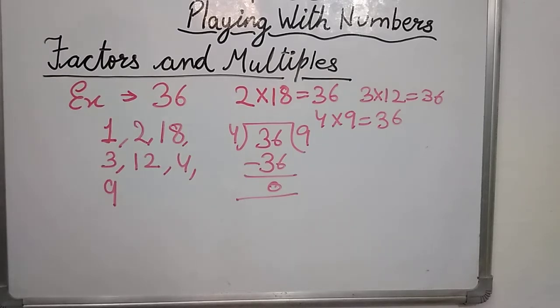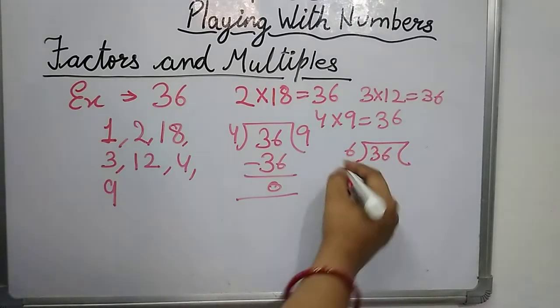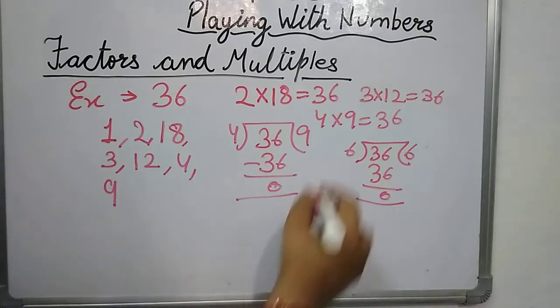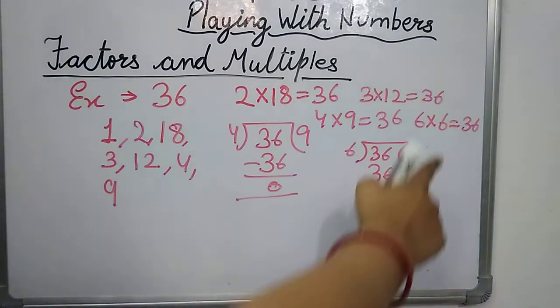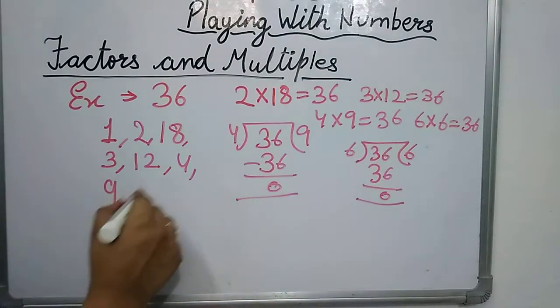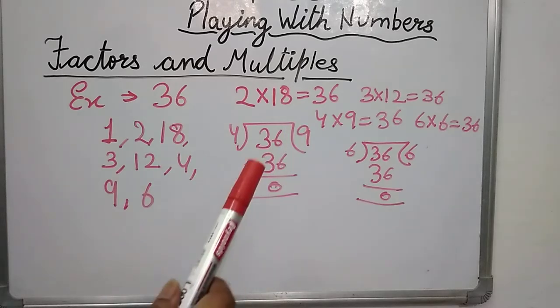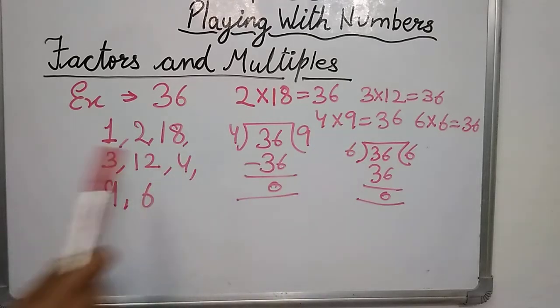Moving on, try dividing 36 by 5. You cannot divide it by 5. Then we will divide it by 6. 6 6s are 36. Again, remainder is 0. It can be written as 6 multiplied by 6 is equal to 36. We get a new factor, that is 6. Now after 6, 36 cannot be divided by 7 or 8. It can be divided by 9, but you will get the same answer of numbers 4 and 9. So we had already written them.